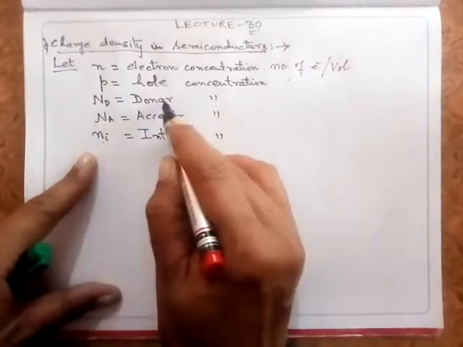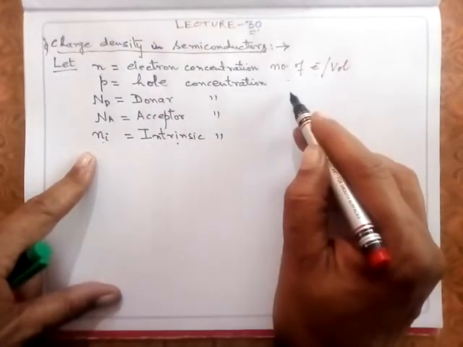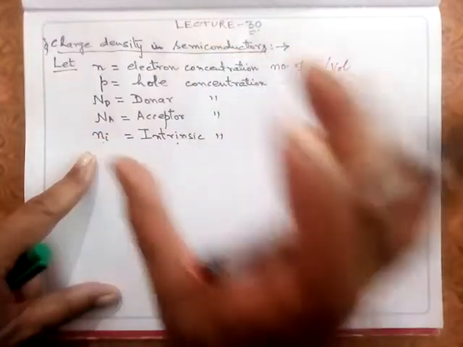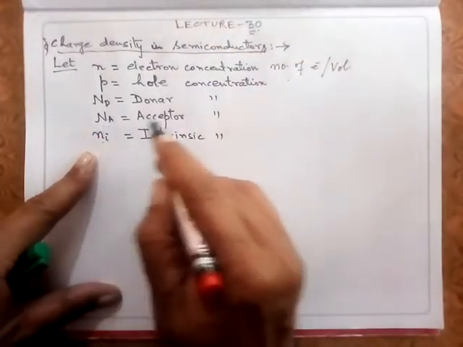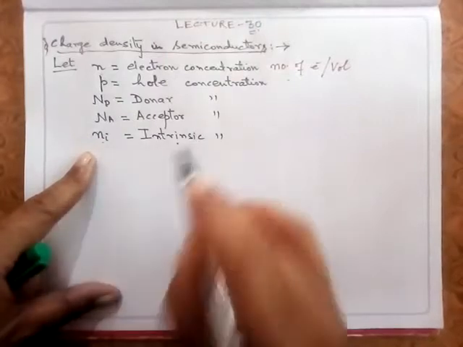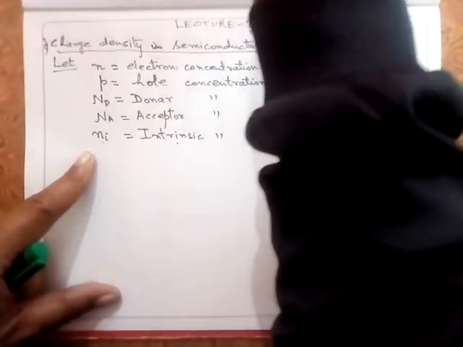Nd is the donor concentration, meaning the number of donor atoms per unit volume with which the intrinsic semiconductor is doped. Similarly, Na is the acceptor concentration, and Ni, I have already told you, is the intrinsic concentration. Now just try to understand this.